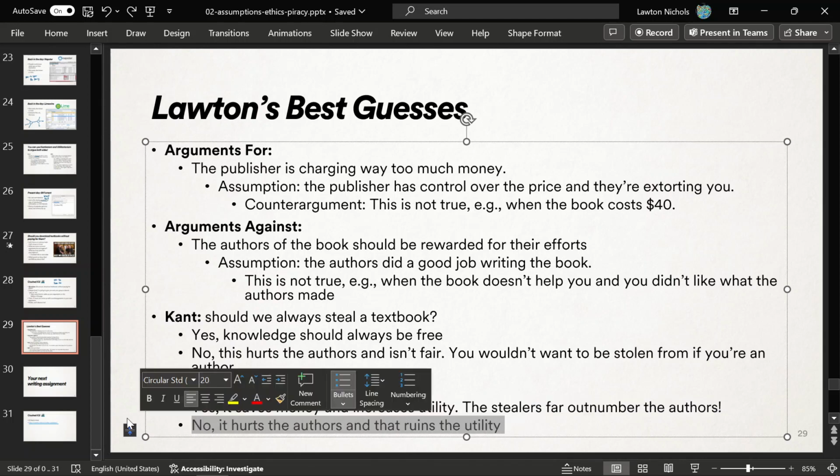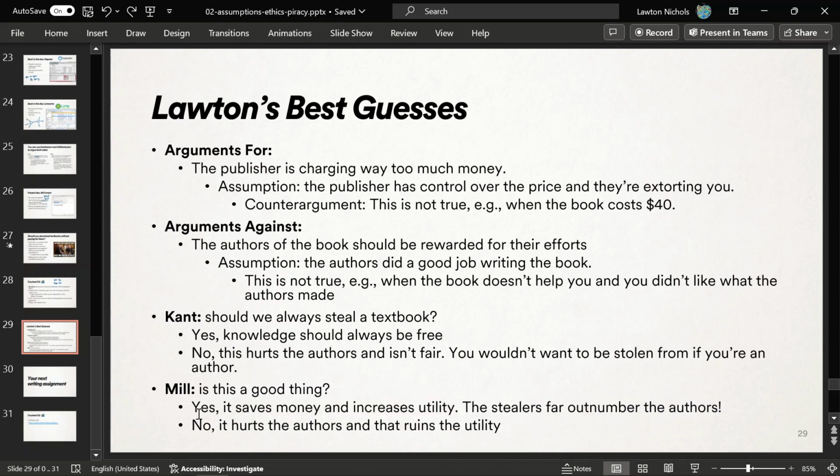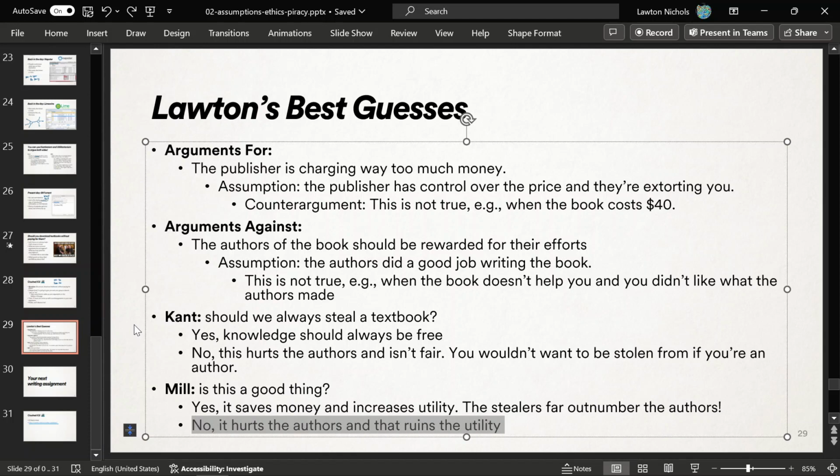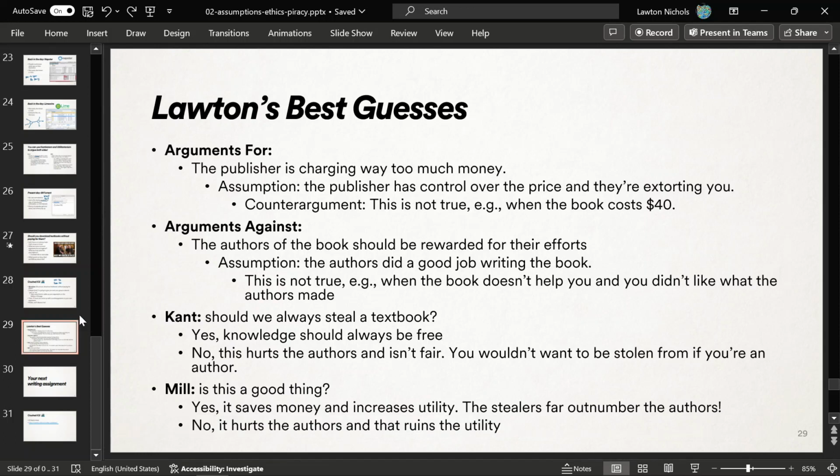You could also argue the flip side. You could claim that no, total utility for the entire universe goes down because it hurts the authors. That ruins how much money they make, and whether or not they're going to make a good textbook again, because maybe that was the best textbook ever. Now they won't make it anymore because they're not getting money for it. So that's another idea. But again, you can come up with anything as long as you argue your side and bash down the other side. That's kind of a good formula for a good argument.